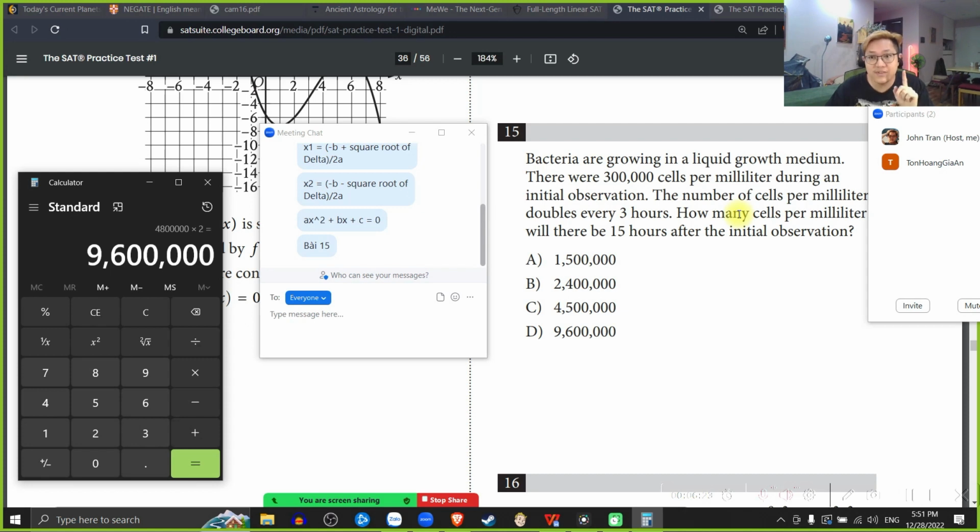You have to read the question very carefully. Phải đọc đề rất là cẩn thận. The number of cells per milliliter doubles every 3 hours. Mọi người có tưởng lấy 15 chia 3 ra 5 đúng không?